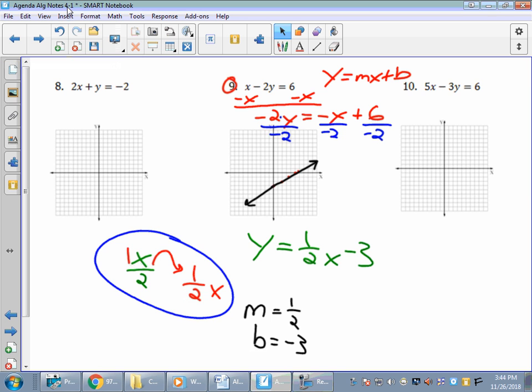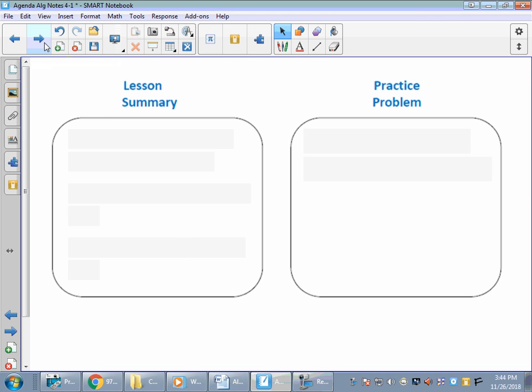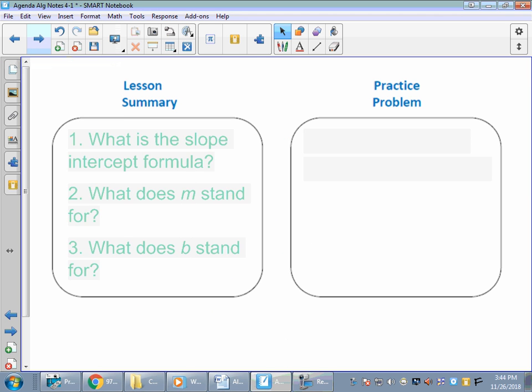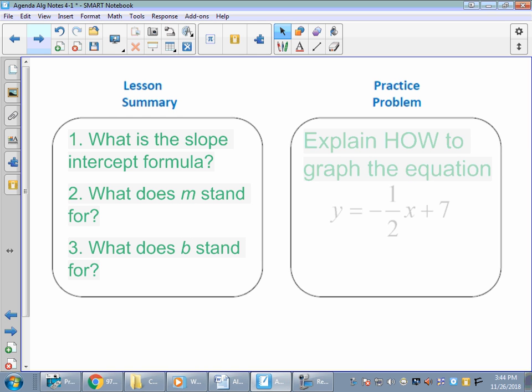And let's move over here to our lesson summary. That brings us there. So the first part here is, what is the slope-intercept formula? And what does M stand for? What does B stand for? We should be easily able to decipher those. And then over here, explain how to graph the equation. We're not going to graph it. I just want you to explain to me in your own words how you would graph the equation. Okay? Then we'll do some practice on this. And if you have any questions, let's go over them. All right.